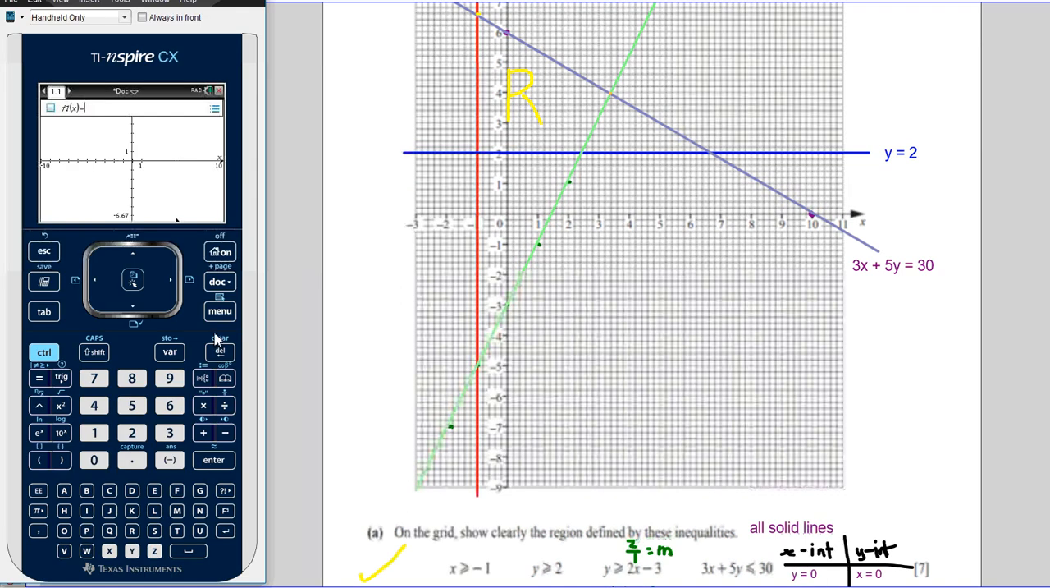So remember, you delete, select anything, delete it off, and start from scratch. X is greater than or equal to -1. So you see it's shown you that one, the one that would have been shaded after the red line. Next one is y is greater than or equal to 2. So let's go for that.